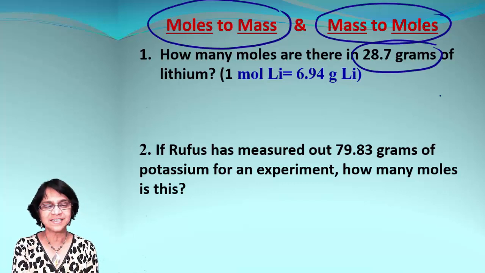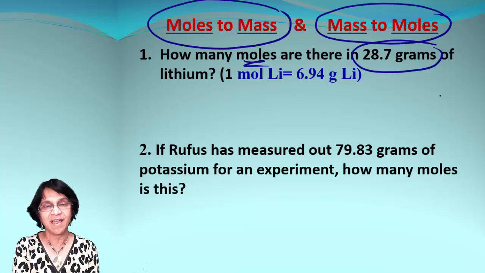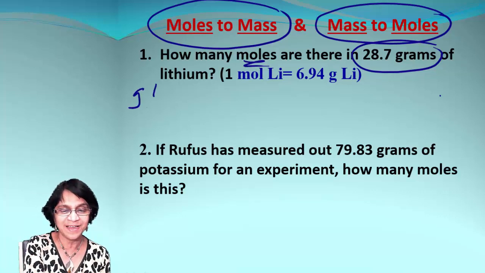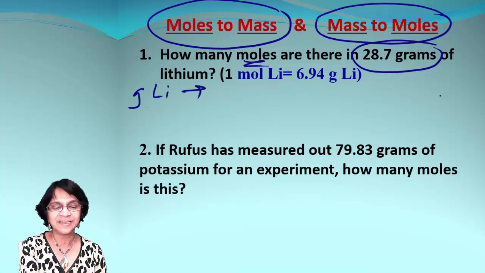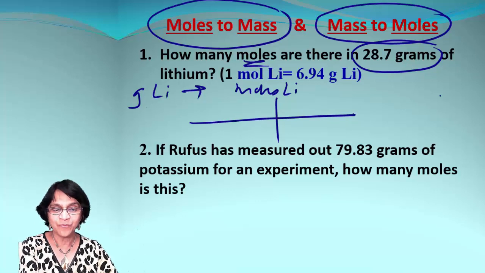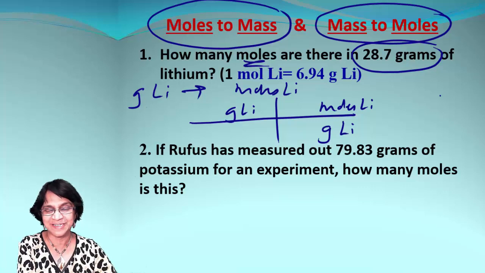Like this one is asking you how many moles are there in 28.7 grams of lithium. I need to begin with this 28.7 grams, that's my starting point, grams of lithium, and my final destination is going to be moles of lithium. So let's begin with our grid. We begin with the grams of lithium. Our end point is going to be moles of lithium. Remember, we need to cancel grams of lithium. So crisscross, what we should get here is grams of lithium.